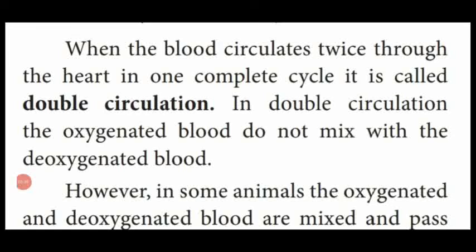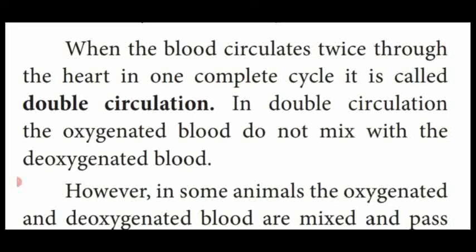Dear students, when the blood circulates twice through the heart in one complete cycle, it is known as double circulation. This is a book back question. What is double circulation? When the blood circulates twice, that means 2 times, through the heart in one complete cycle. Once a circulation is completely done, that is said to be one complete cycle. At that time, blood is circulated twice through the heart region, which is known as double circulation.